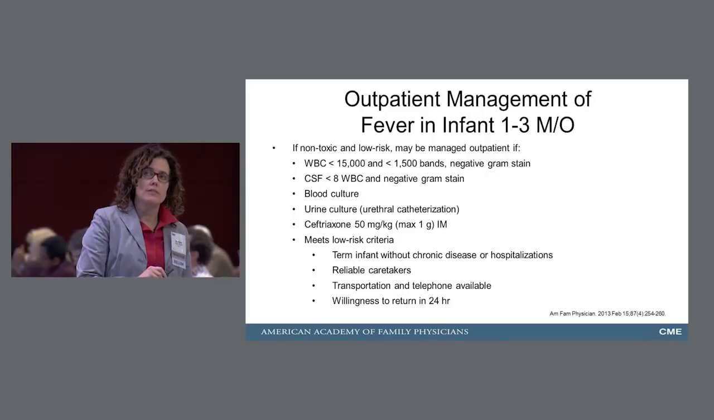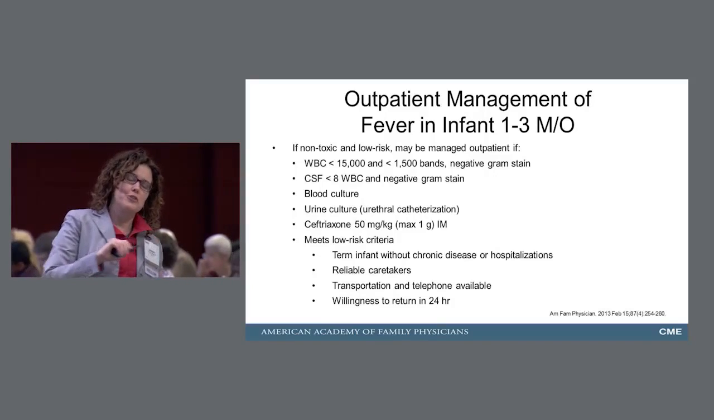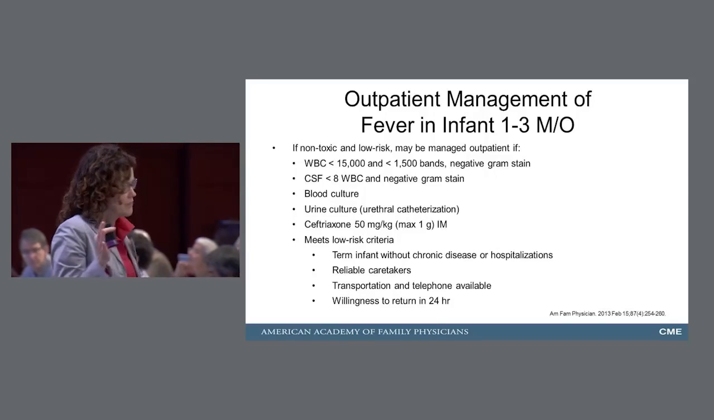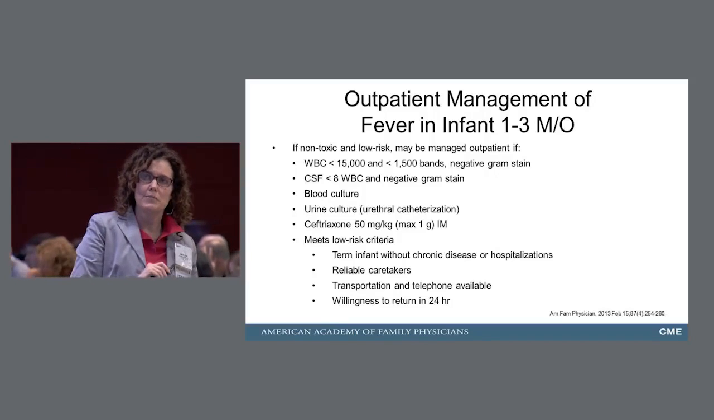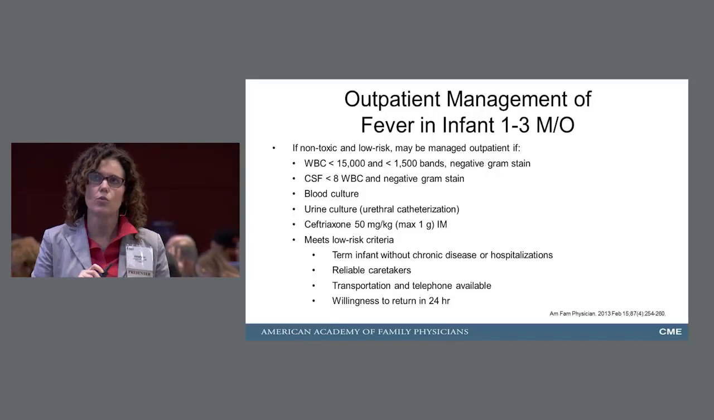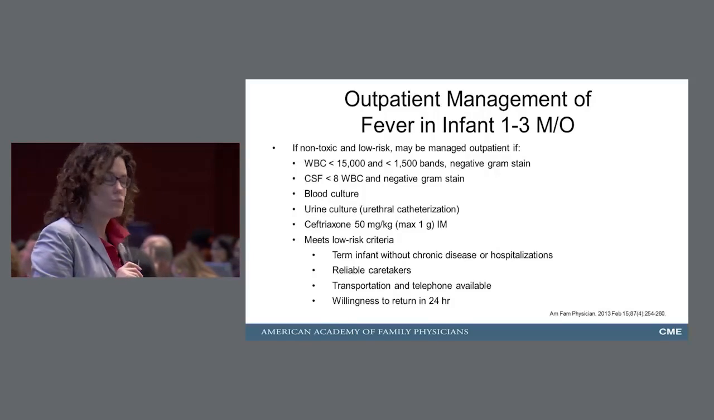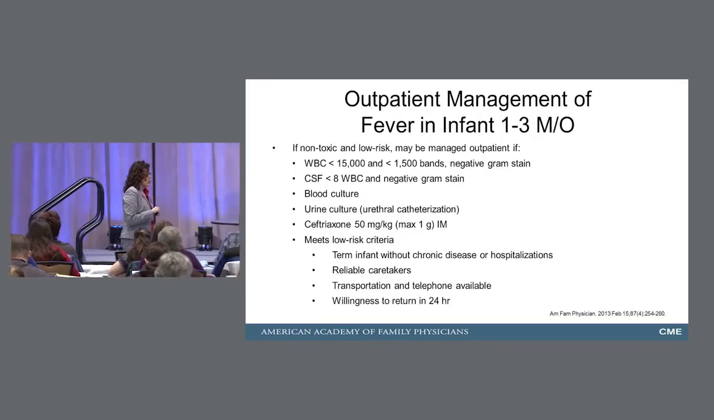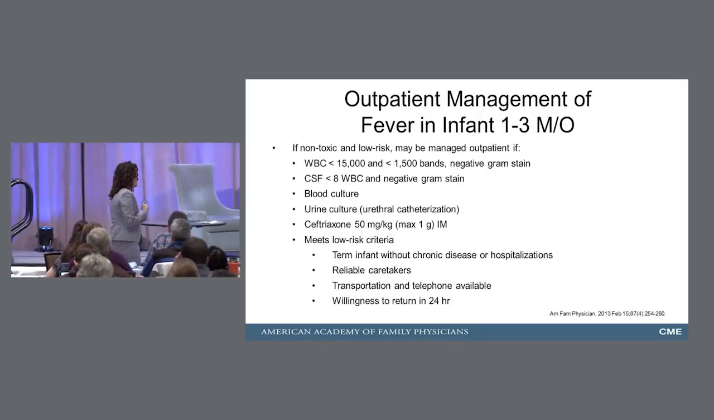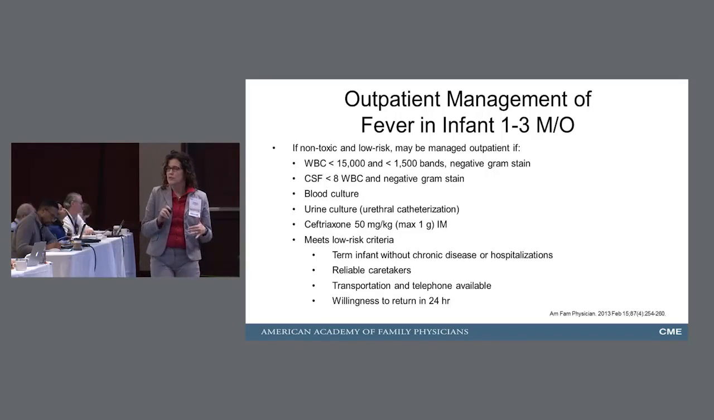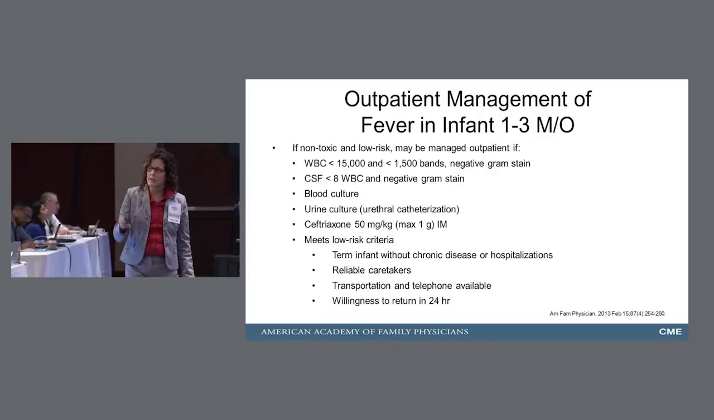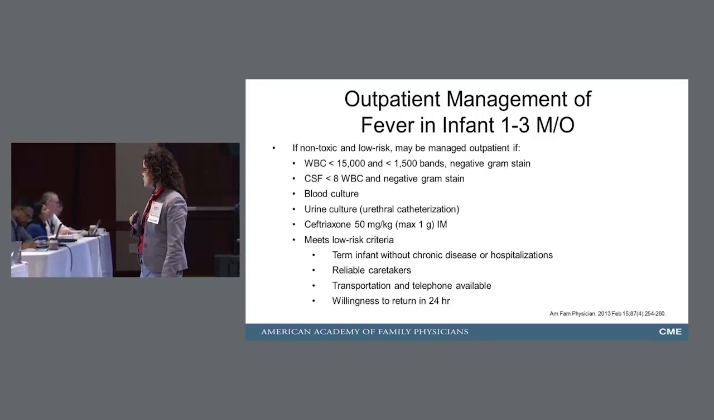So you still want to get a CBC. The guidelines always say CSF. I don't know if you'd be doing an LP in the outpatient, but if you did, you would want your CSF to have less than 8 white blood cells, your WBCs to be less than 15,000 with less than 1,500 bands. You'd want to get a blood culture. You'd want to get a urine culture. You need to do a urine cath on that. And you'd want to give them 50 milligrams per kilogram of IM ceftriaxone, and then you need to see them back the next day to go over those results and see how the child is doing.